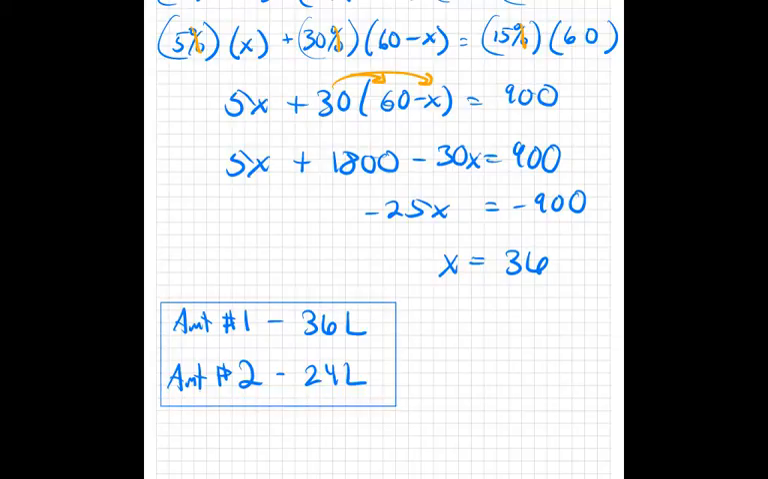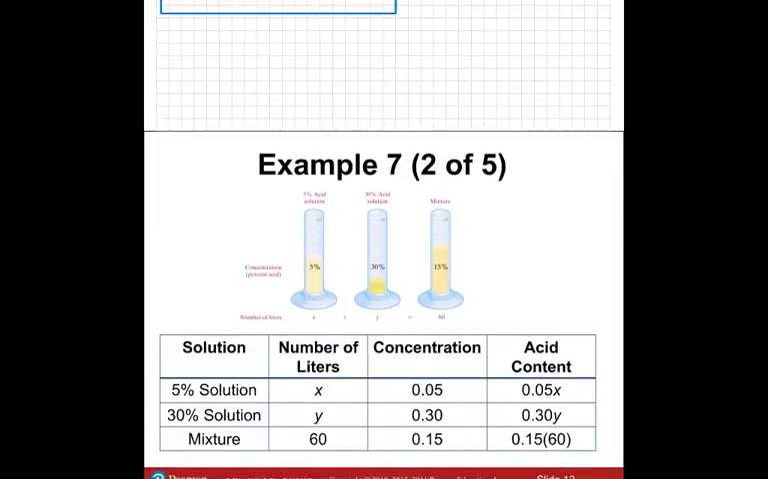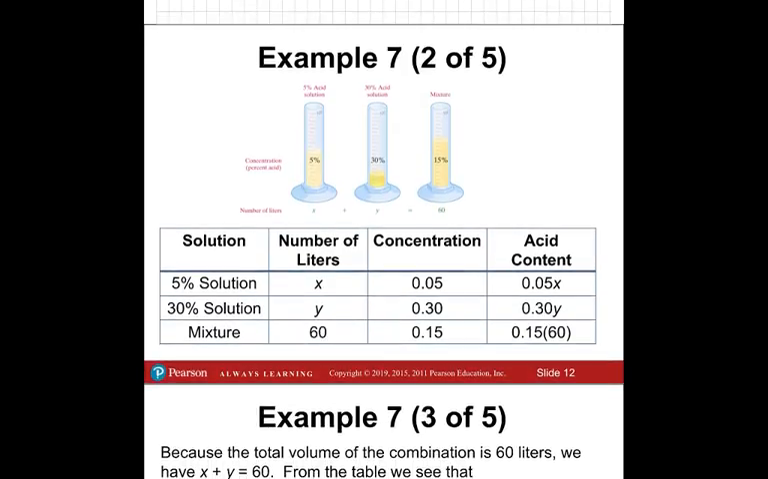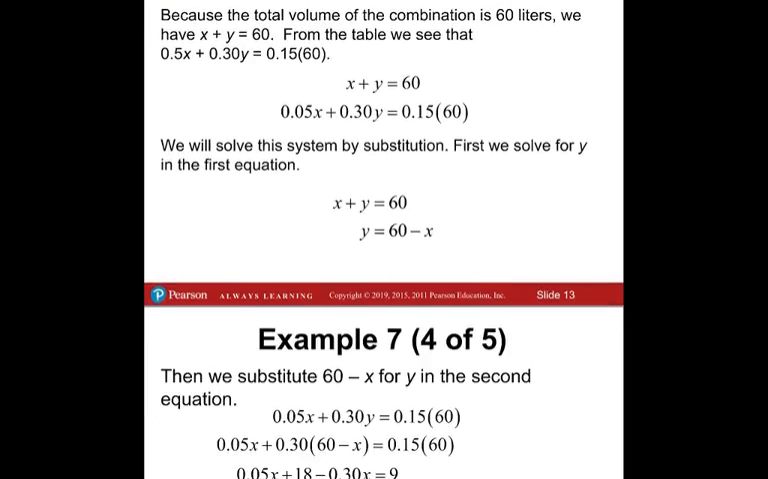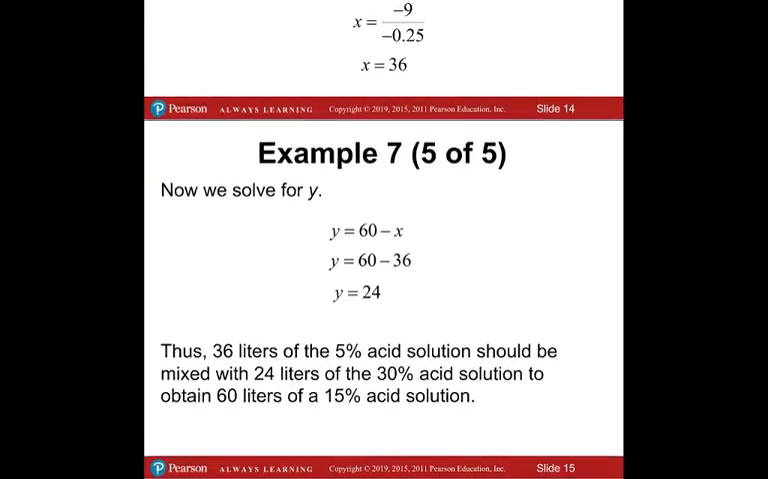So let's see, how do we do? Now we should check it in context and make sure the numbers work out. I am a little tired, so I'm just going to kind of look at the answer and go with it. So 36 liters of the first one and 24 liters of the second one. Yeah, they do have the decimals. They did a system of equations. 36, right? And 24. So 36 of the 5% and 24 of the 30 to get 60 liters of the 15. Oh, and that was it.